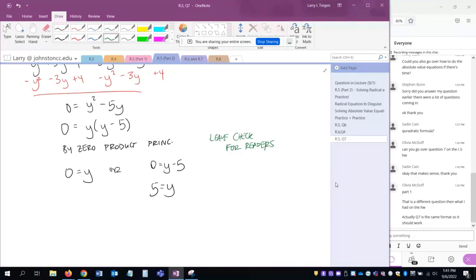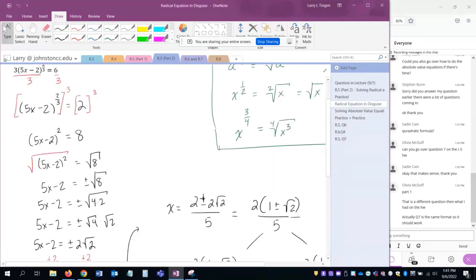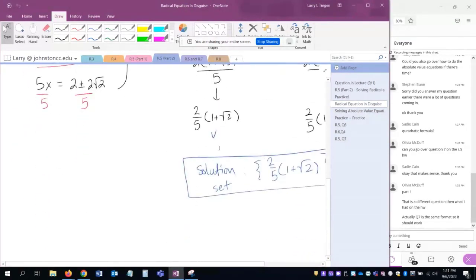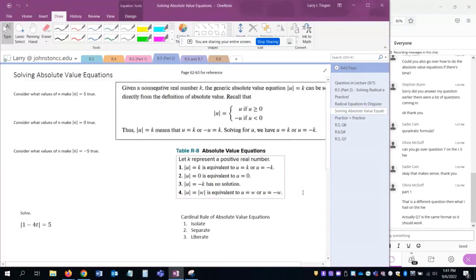All right, so we're refreshed. We're back up to pace. Our last thing we saw was our radical equation in disguise with our fractional powers. We got introduced to our solution sets, and then the last thing in R5 part 2 is solving absolute value equations. So this is page 62 and 63 if you want to reference it.